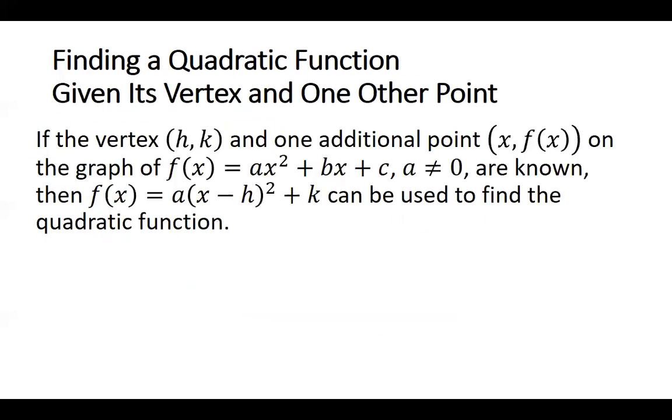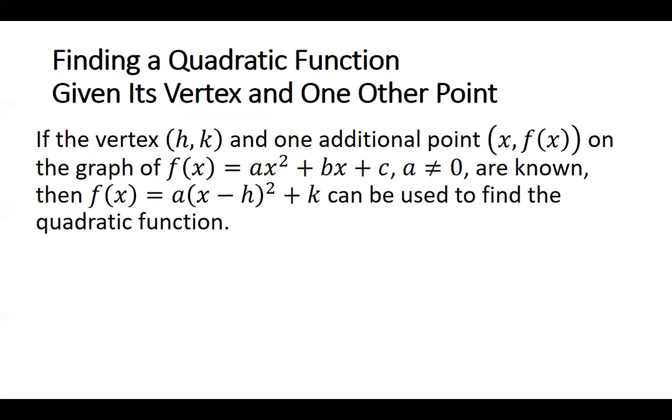Another thing to look at is finding a quadratic function given its vertex and one other point. So if the vertex (h, k) and one additional point (x, f of x) on the graph of f of x equals ax squared plus bx plus c, where a is not equal to 0 because otherwise it wouldn't be a quadratic function, are known, then f of x is equal to a times (x minus h) squared plus k can be used to find the quadratic function. Because really any quadratic function can be written in this form where your vertex is being shifted in some way, or a stretch or shrink.